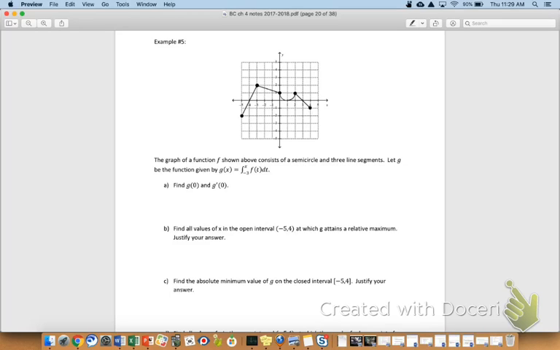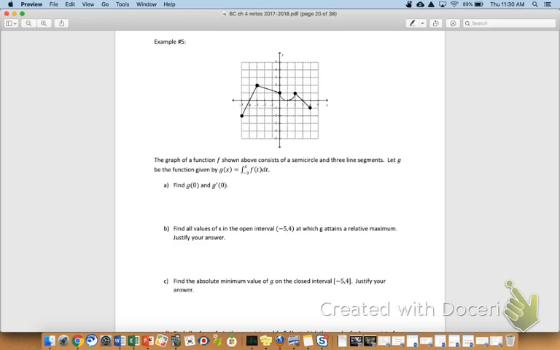G of 0 I would take very literally. It simply means wherever you see an x, you put a 0. So g prime of x actually equals f of x. To evaluate this, you're gonna have to use the graph. Does that make sense?